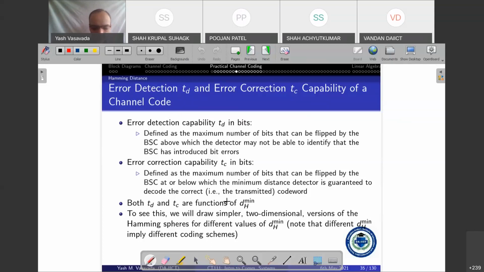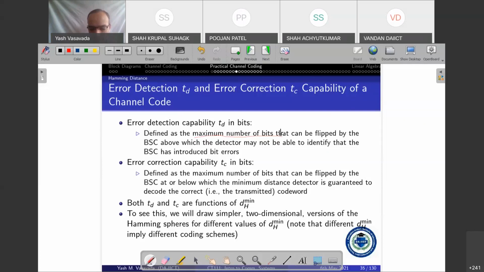Sorry, sir. What you said last? See, the definition is that TD is equal to the maximum number of bits that can be flipped by the channel beyond which the detector may not be able to identify that the BSC has introduced the errors. So in that example, as soon as you reach 7 bits flipped, you run into a case where a green circle turns into another green circle, and now the decoder is not able to identify that errors have happened. So that defines TD. TD is this kind of minimum case. If you go above 7, then again at 8 bits, you will always be able to identify that the errors have happened. But we stop at the very first time that we are not able to identify.